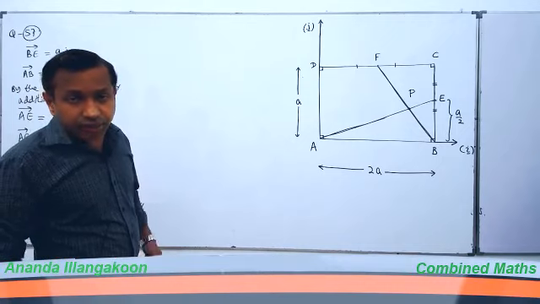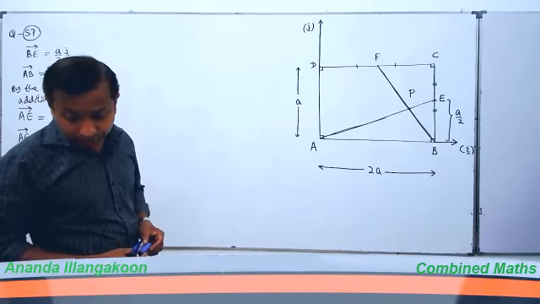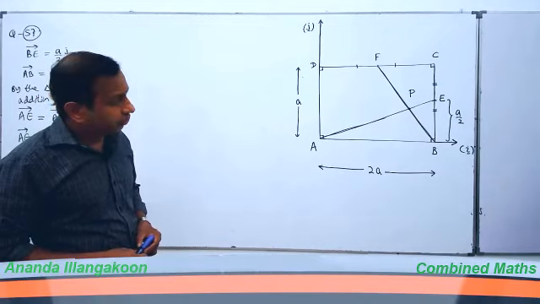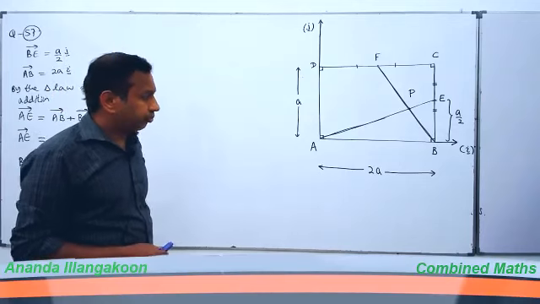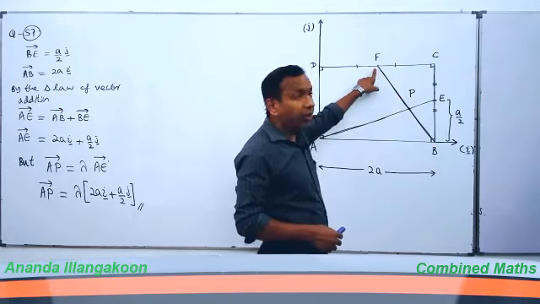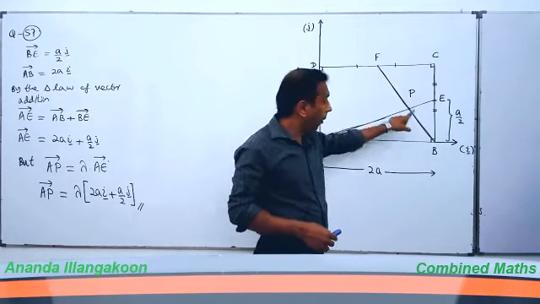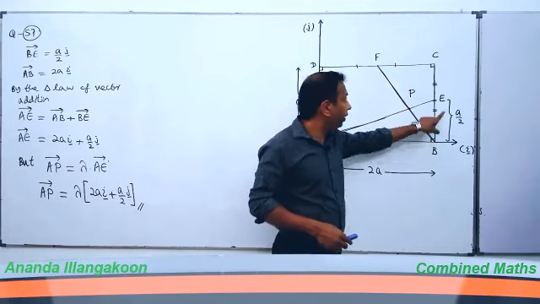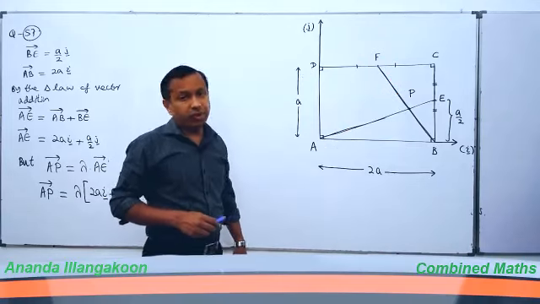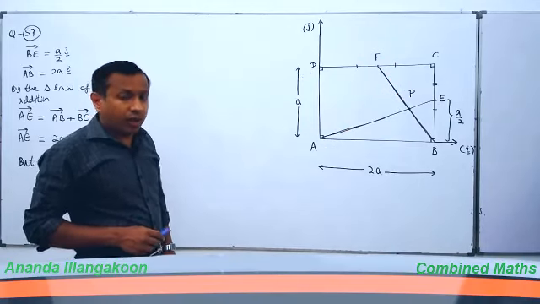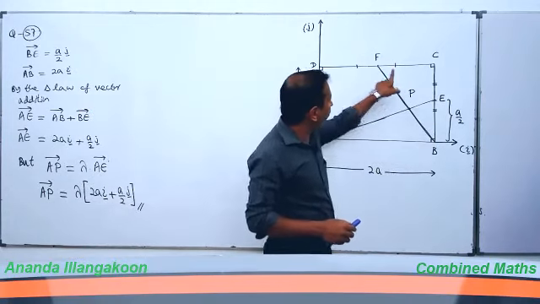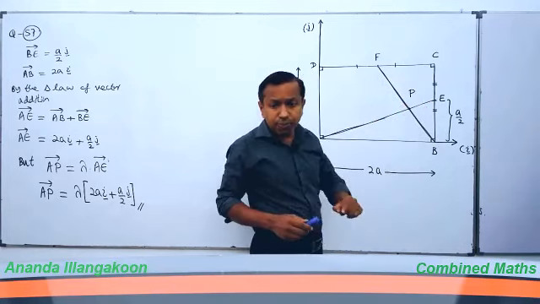Secondly, another form asked for this AP vector. People, the next form for the AP vector we can write like this. I am going to first find this BF vector. How to write BF vector, people? By the triangle law of vector addition, BC plus CF is the way of writing BF vector. Now, suppose we found that BF vector. You know, this BF vector and BP vector both lie on the same line.